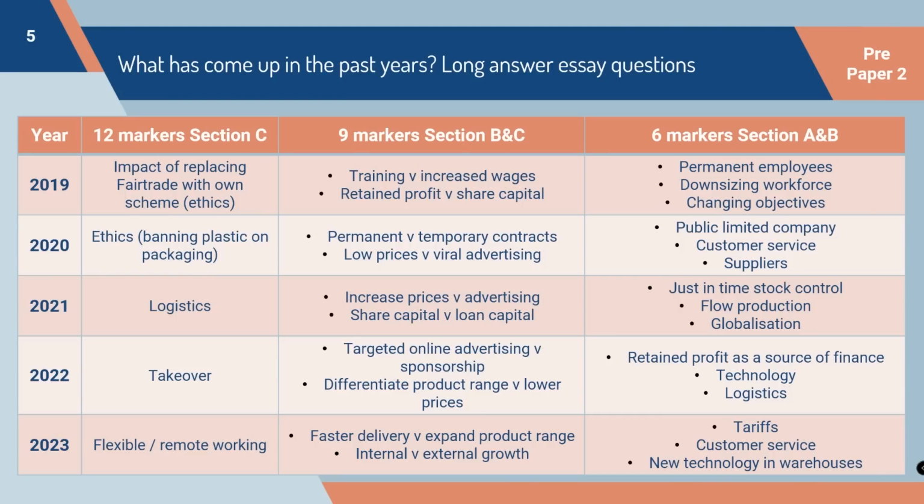Whereas I think in paper 1 you sometimes get a bit more general 9 markers. And then 6 markers, we've had permanent employees, downsizing the workforce, changing objectives. We've had public limited companies, customer service and suppliers, just-in-time stock control, flow production, globalization, retained profit, technology logistics, tariffs, customer service, and new technology and warehouses.